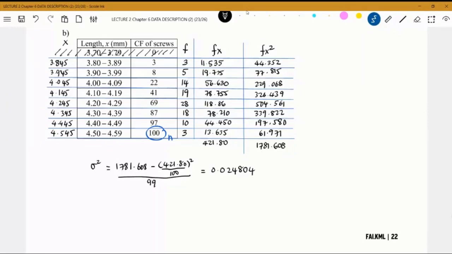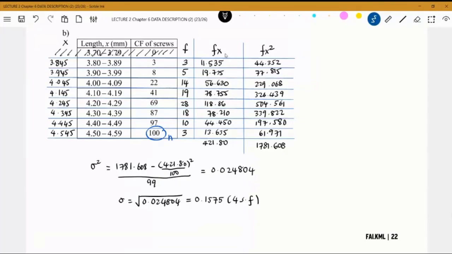Yes, Miss. Okay. Alright, so the standard deviation we're gonna have is the square root of 0.024804. So your standard deviation equals 0.1575, which is 4 significant figures. Okay. So basically that's how we solve for this one.